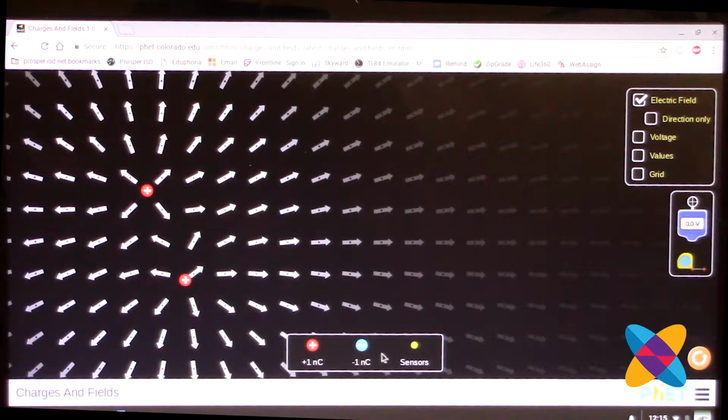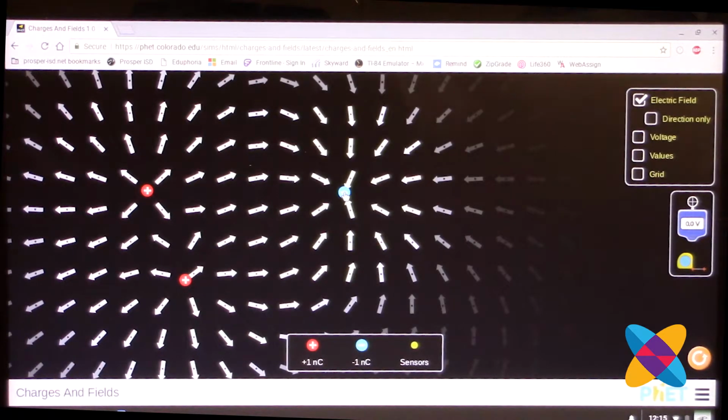arrows. Now my only problem with those arrows is that those arrows are not longer for stronger electric field. Instead they are more white. So the whiter or brighter the arrows are, the stronger the electric field. But it gives the idea, at least, of a vector field diagram.